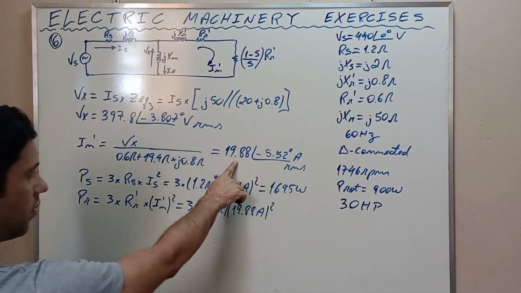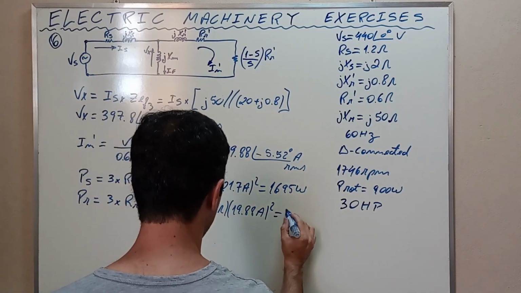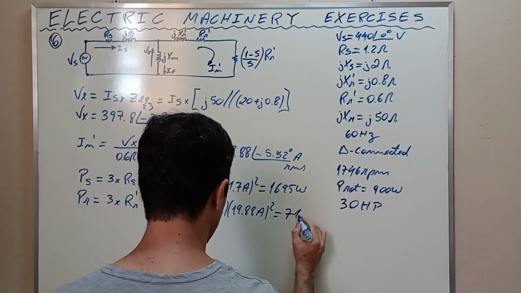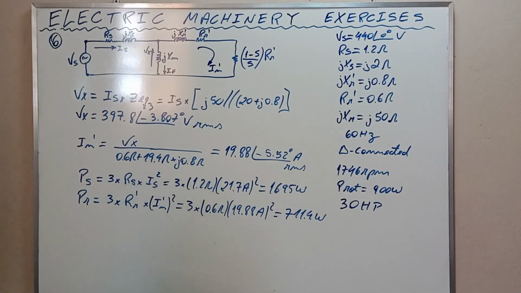We just calculated the value of this current here, and this is equal to 711.4 watts. Alright, my friends, these are the copper losses in the stator and in the rotor. Now let's calculate the developed power.